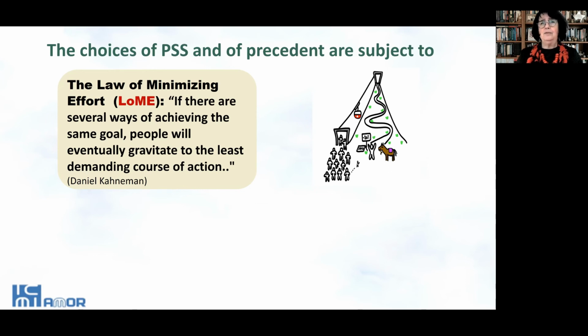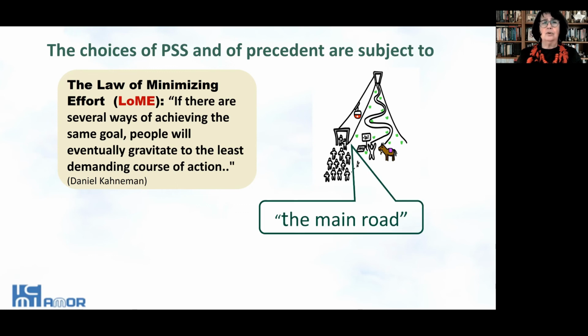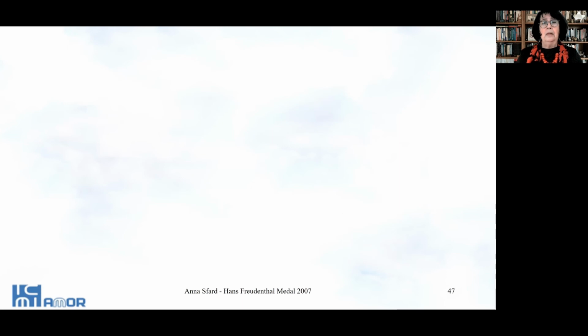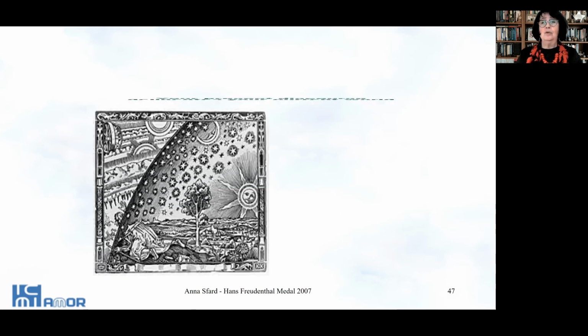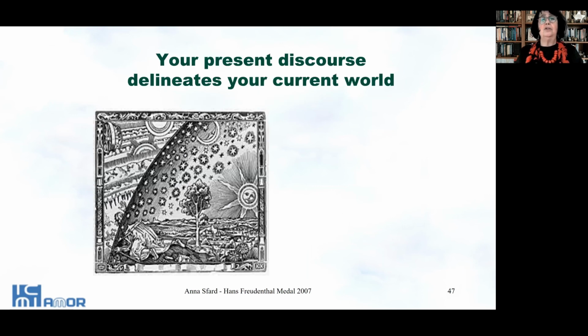Being a powerful precedent for future action, this unmediated thrifty shortcut, once constructed, is going to be used most often. Soon, like a frequently traveled route, it will become the main road. With time, it will be the one that would offer itself to you automatically, whereas all the alternatives will be pushed aside, maybe even forgotten altogether. All this certainly reinforces discursive stagnation. To sum up in a metaphorical way, your present discourse delineates your current world, and you remain oblivious to other discourses and to the possibilities they offer.